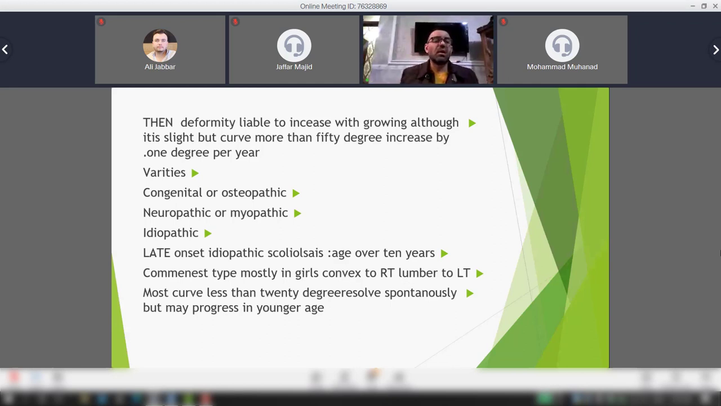هذا ايش يسوينا؟ With the growing ايش راح يصير؟ راح يصير curvature نسميه congenital. Osteopathic يعني شنو؟ يعني there is a problem with the bone، مثلا severe osteopenia وصار multiple fracture. شو يصير؟ compression fracture يصير kyphosis or scoliosis.